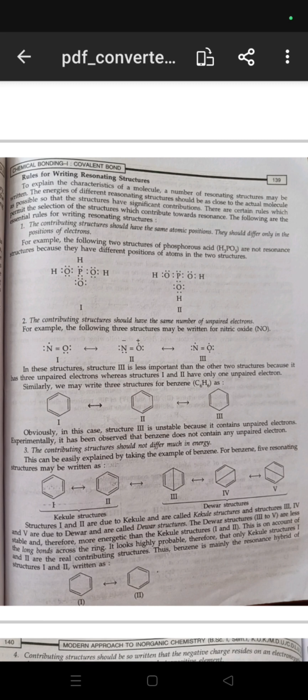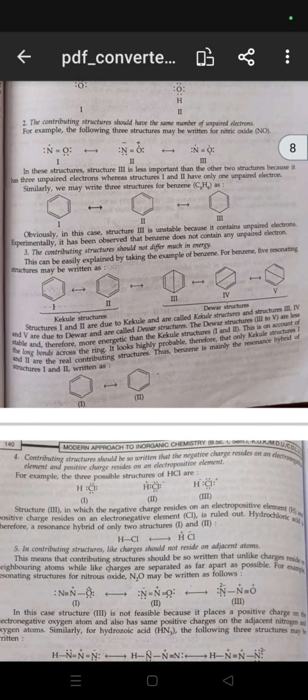Experimentally, it has been observed that benzene does not contain unpaired electrons. Third, the contributing structures should not differ much in energy. Structures second and first are due to Kekule and are called Kekule structures. Structures 3 and 4 are due to Dewar and are called Dewar structures.